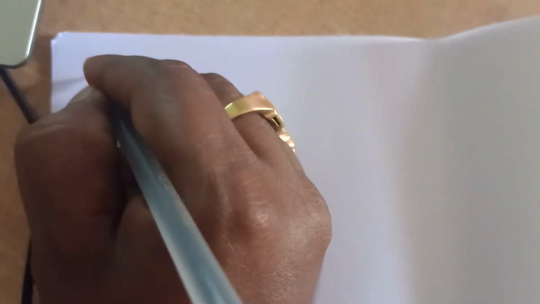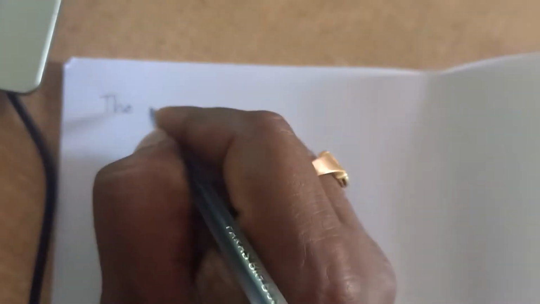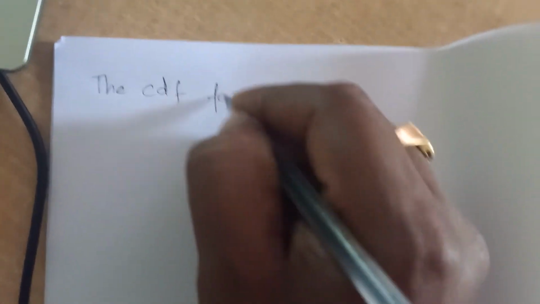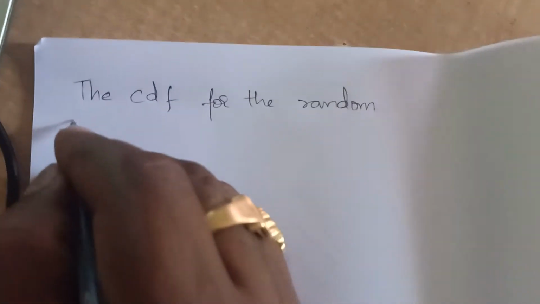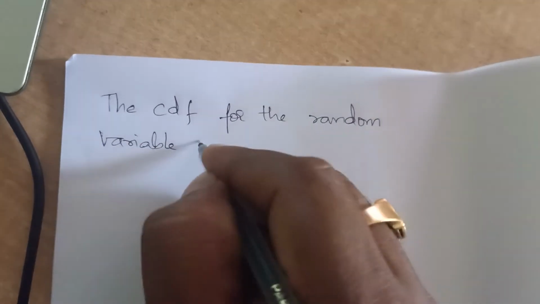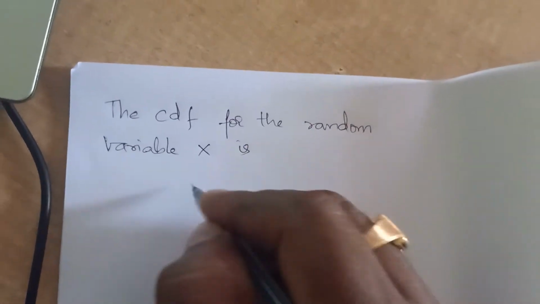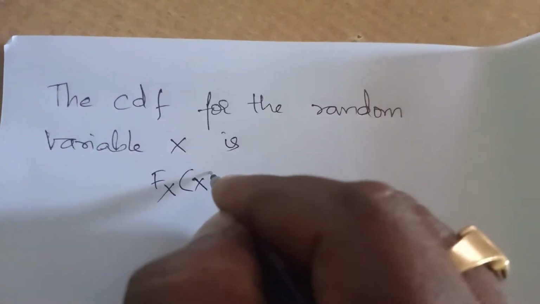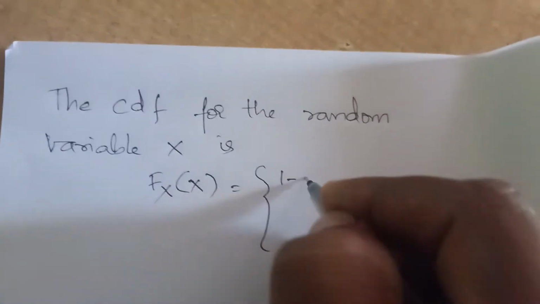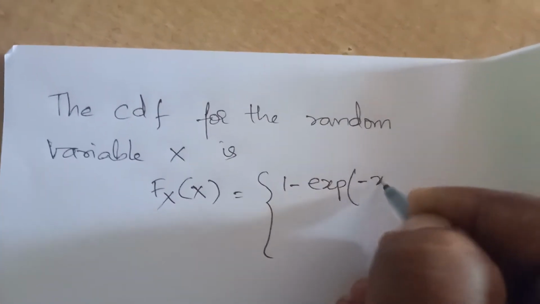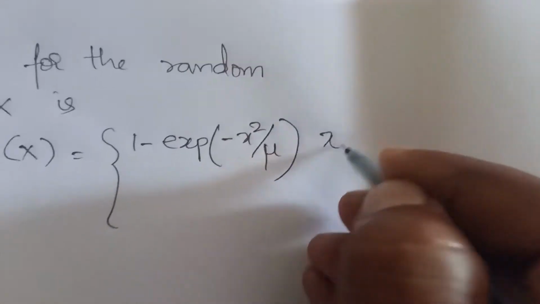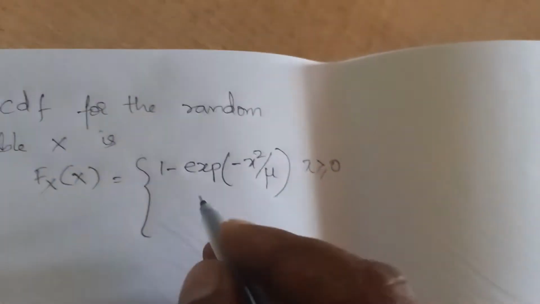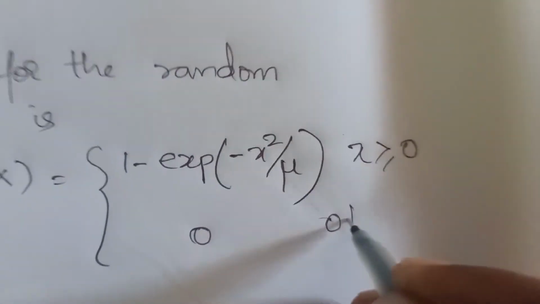Okay, now let us look into some problems. Now think that we have a question: the CDF for the random variable x is F_X(x) equals 1 minus exponential of minus x square by mu, where x is greater than or equal to 0, and 0 otherwise.